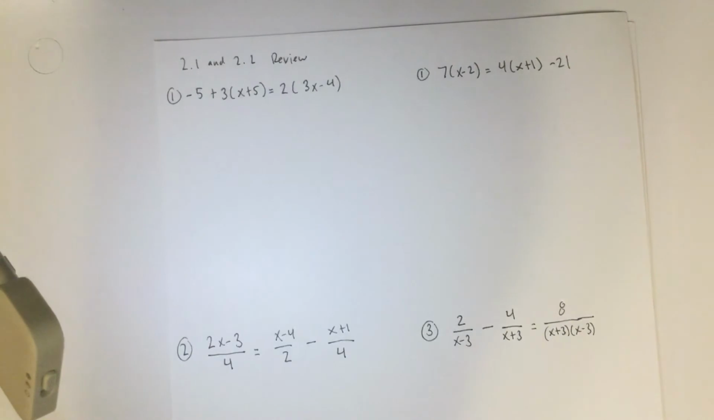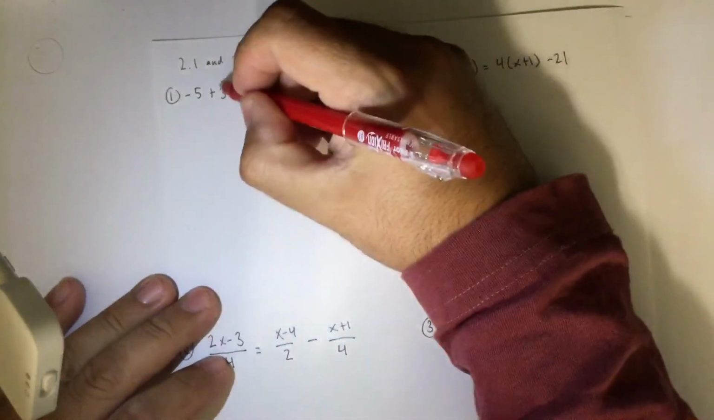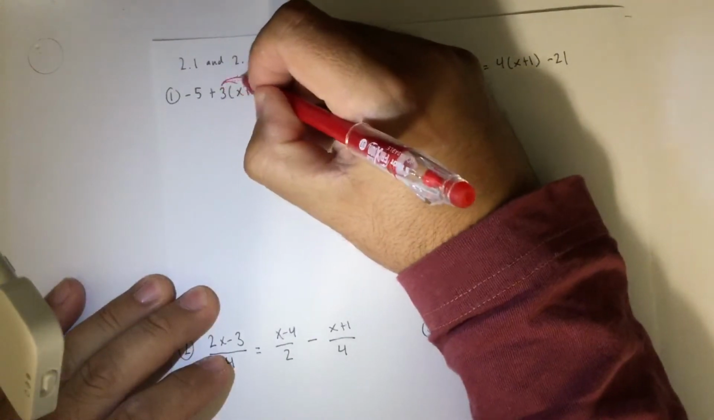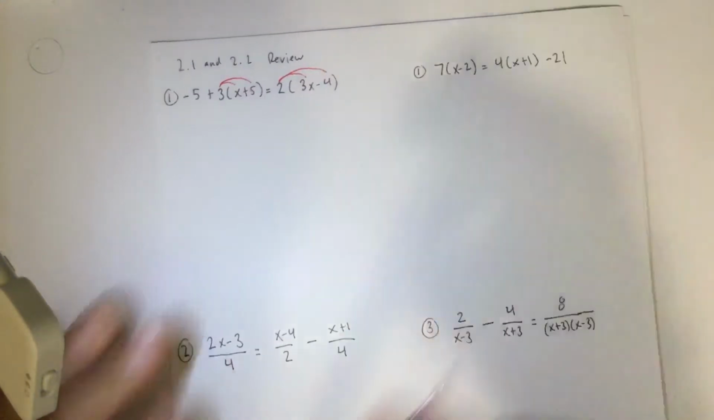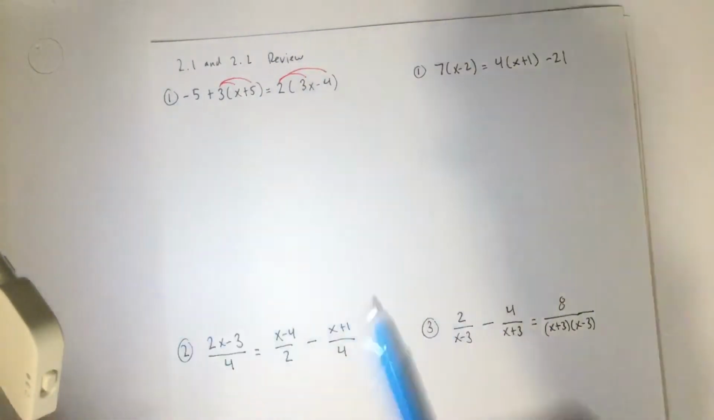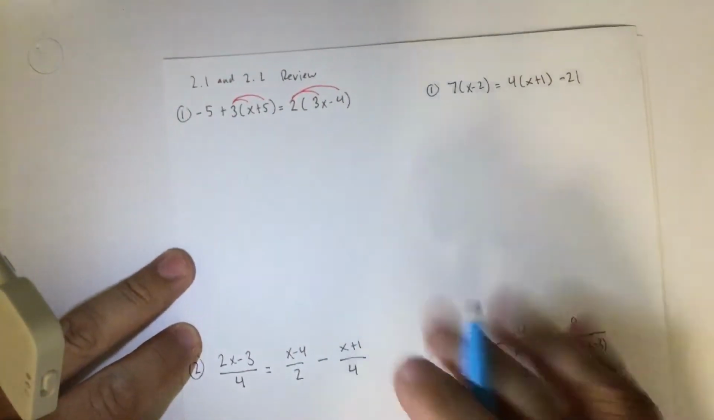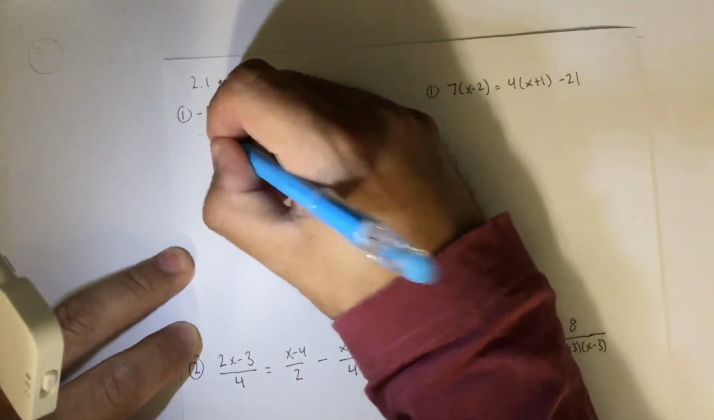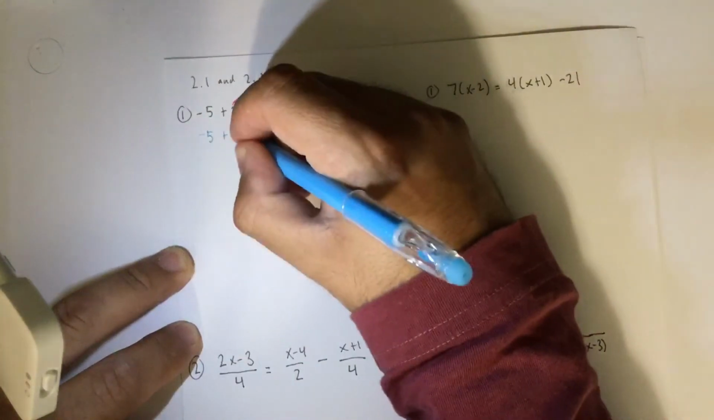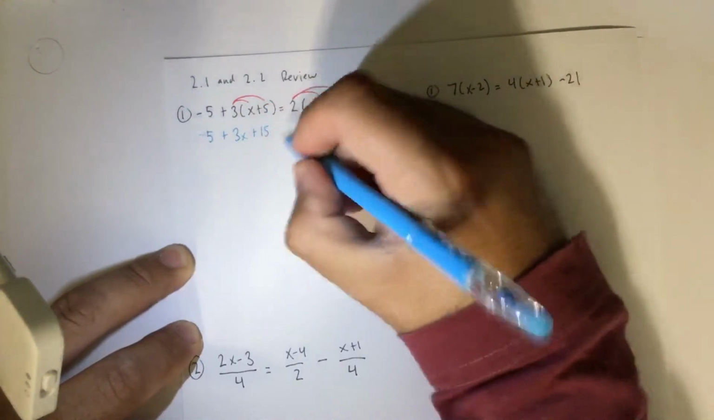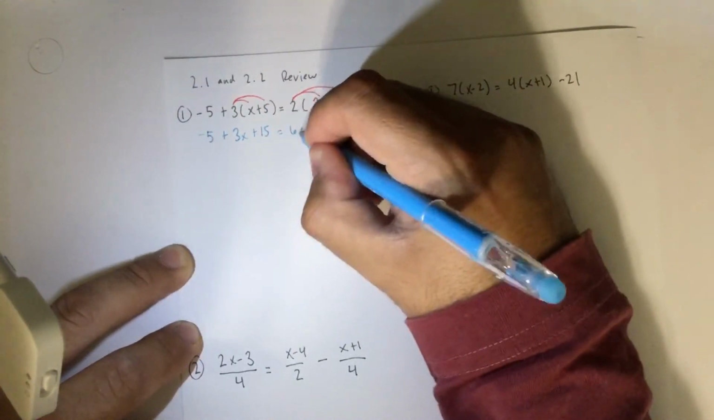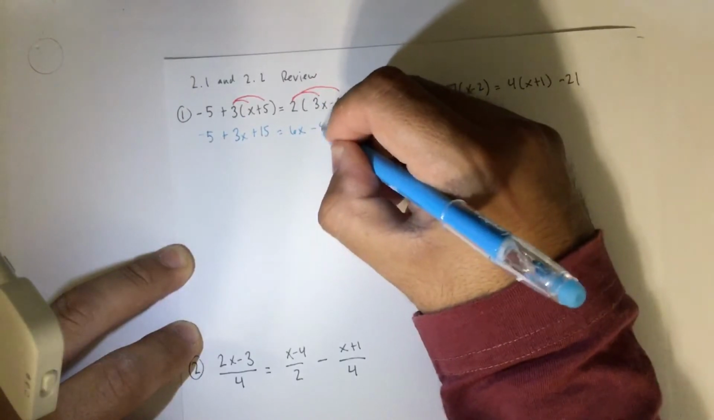So for this first one here, let's first start by distributing. So we're going to distribute the 3 times the x and the 3 times the 5, then the 2 times the 3x and the 2 times the negative 4. So for this first one, we're going to bring negative 5 down, plus 3 times x is 3x, 3 times 5 is 15, equals 2 times 3x is 6x, and 2 times negative 4 is negative 8.